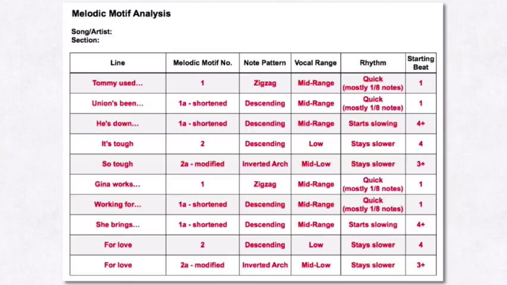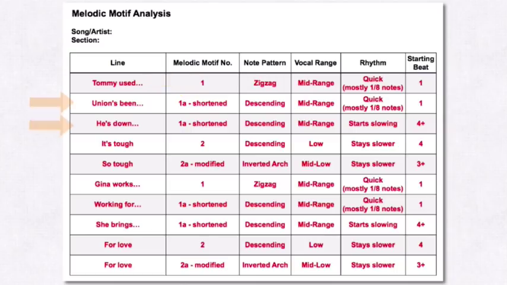So in this Bon Jovi example, I've listed out all of the first lines of the song from the verse. I've just used the first two words of each line to indicate what line it is we're actually talking about. And those lyrics will correspond to the melody that we're talking about on this sheet. We're going to call the first line of the song, which is "Tommy used to work on the docks," motif number 1.